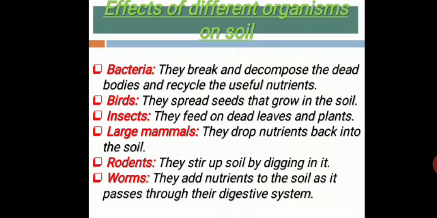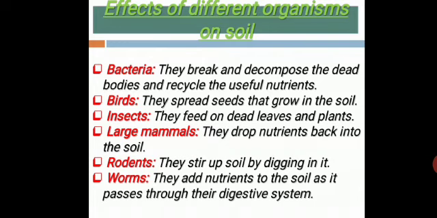Our next topic is effect of different organisms on soil. First, bacteria. They break down and decompose the dead bodies. It means that they can break down the dead organisms and recycle the useful nutrients that come from the decomposition of dead bodies. And these nutrients may be carbon, nitrogen, minerals and salt.